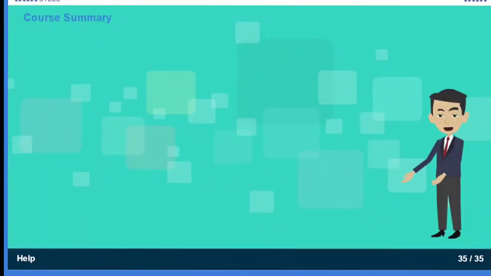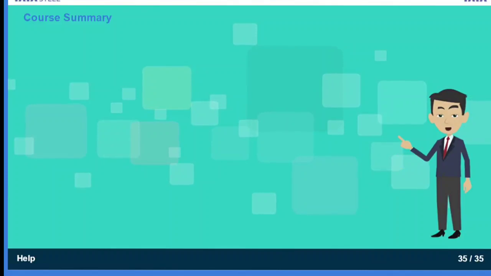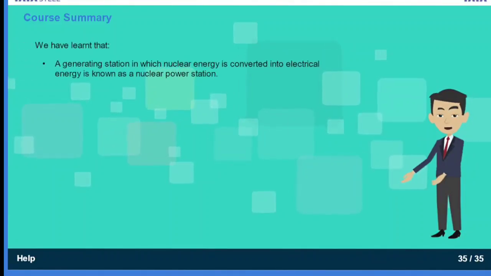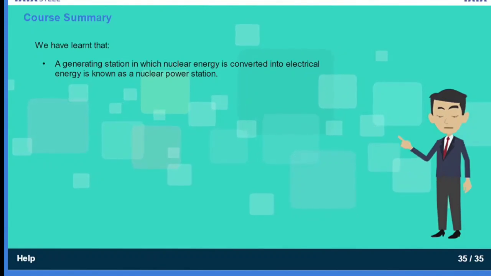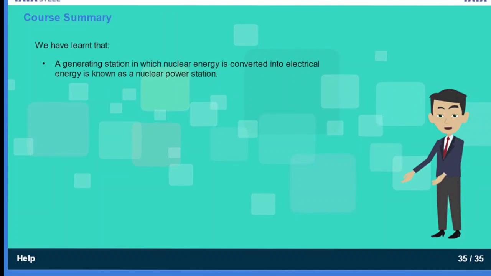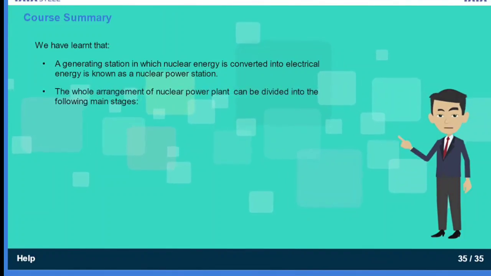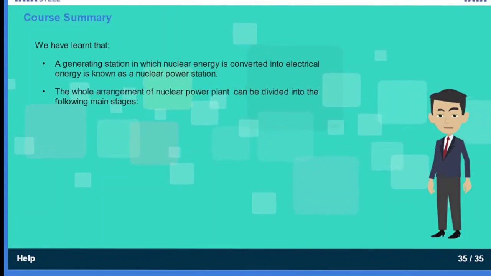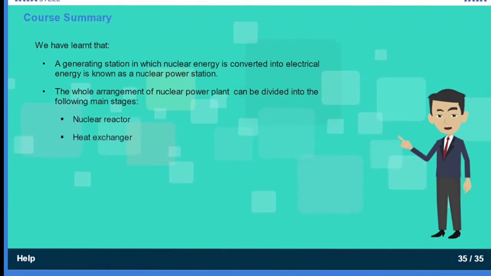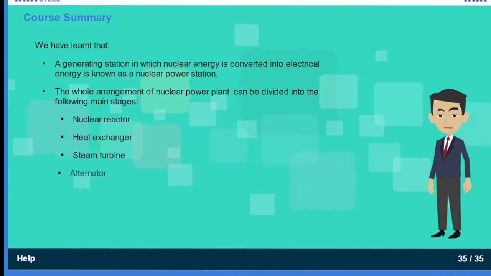We now have come to the end of this module. Here is a quick recap. We have learned that a generating station in which nuclear energy is converted into electrical energy is known as a nuclear power station. The whole arrangement of nuclear power plant can be divided into the following main stages: nuclear reactor, heat exchanger, steam turbine, alternator.